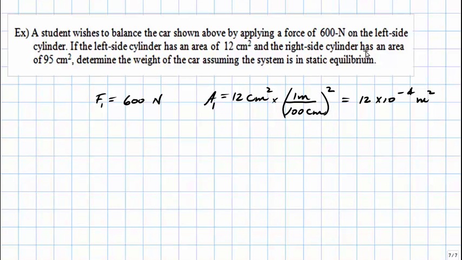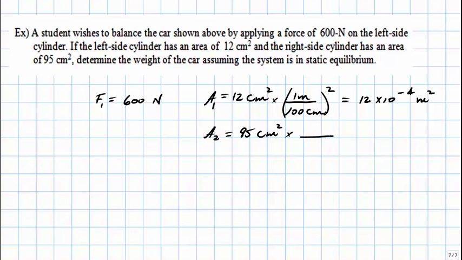The right side cylinder area was given as 95 square centimeters, and we need to convert that as well. Using the same method, the result equals 95 times 10 to the minus 4th square meters.